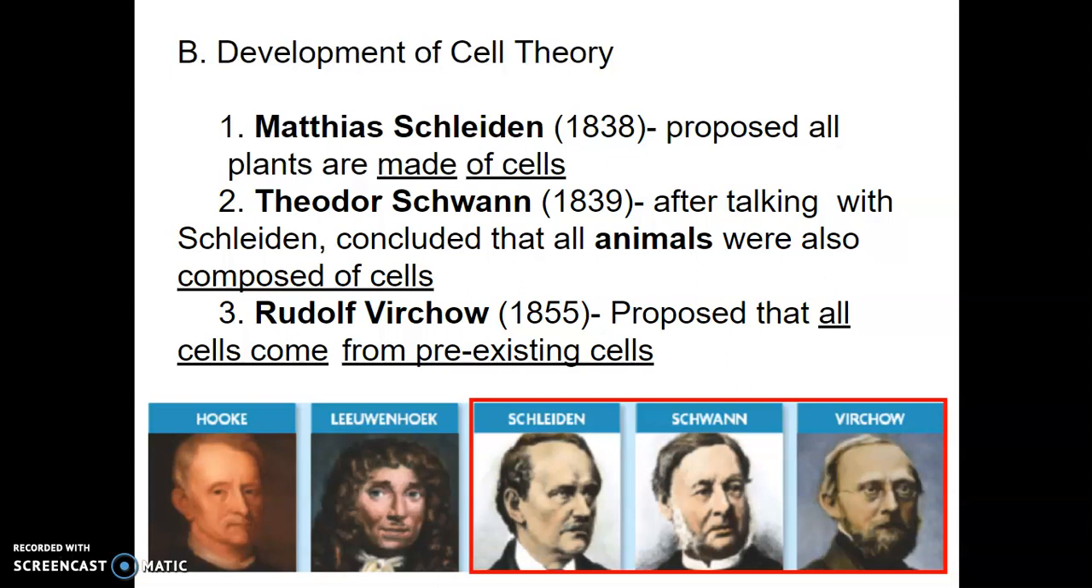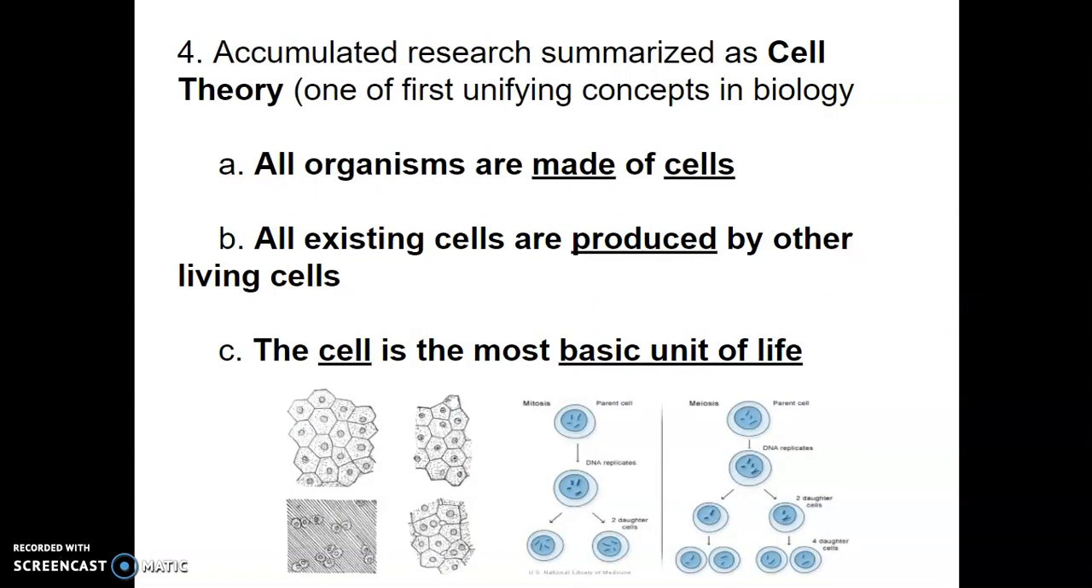Here we have all things are made of cells, both plants and animals, and also all cells come from pre-existing cells. They don't just magically appear, which some people did think at the time. All right, so all this accumulated research is summarized as the cell theory, and it's one of the first unifying concepts that we can look at in the study of life, or biology.